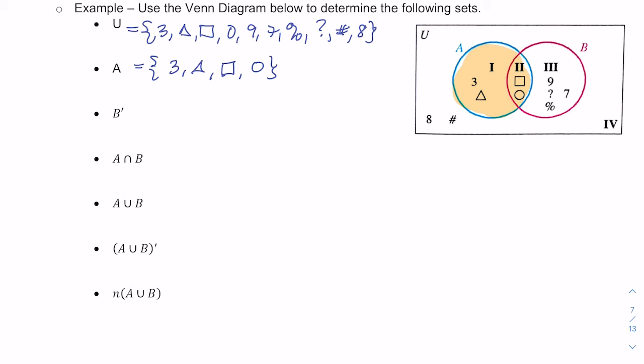Now I want not B. So not B means everything except what's in B. Okay, well, what do I have in B? B would be the square, the circle, the 9, the question mark, the percent, and the 7. So anything not in B would be the 8, the hashtag, the 3, and the triangle.